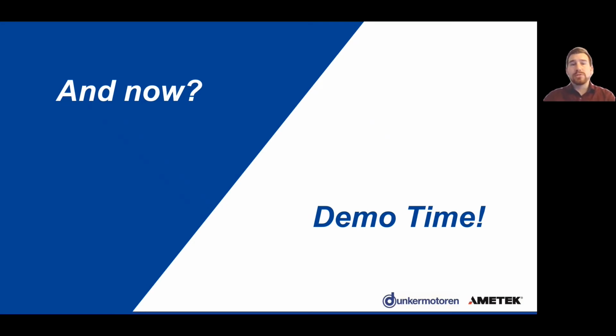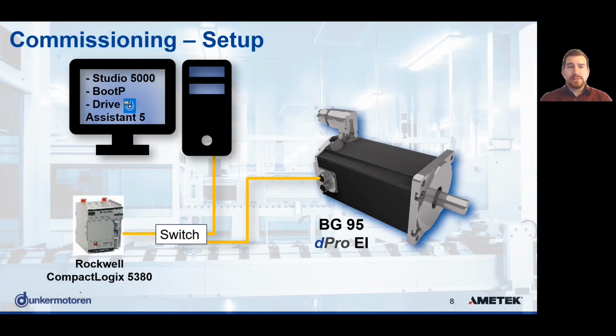Today I want to show you how to integrate our motor into the Rockwell PLC, and my commissioning setup looks like this. I have installed on my PC the Studio 5000 software as well as BootP, and our Drive Assistant also runs on it. And I have connected it to a Rockwell CompactLogix PLC. And of course, the most important one, our motor, the BG95 D-Pro Ethernet IP. All components are connected together via an Ethernet switch.